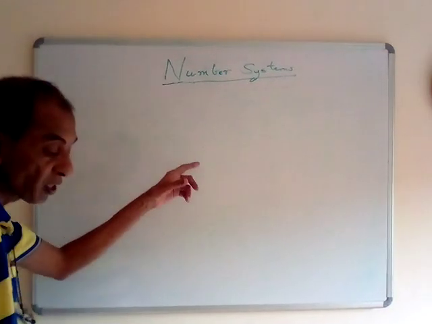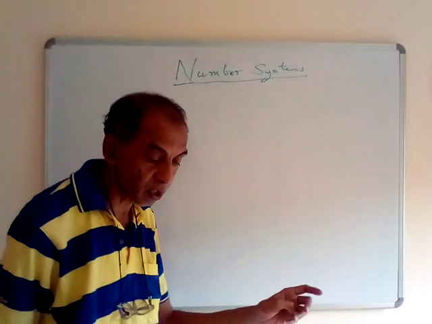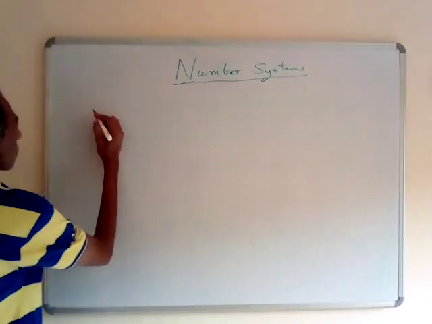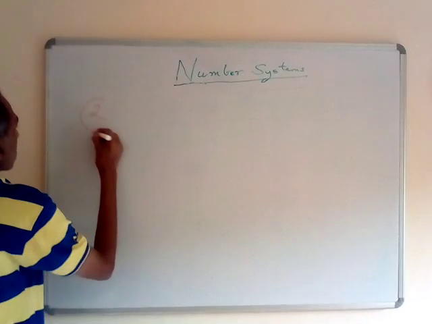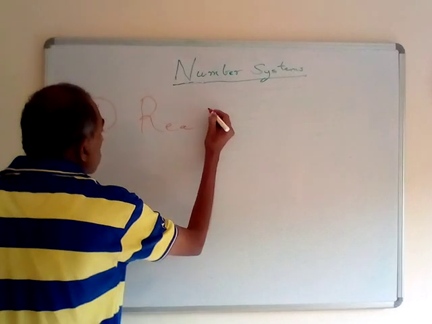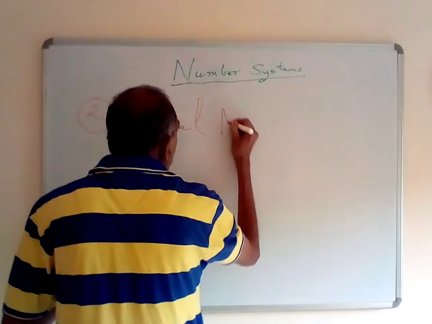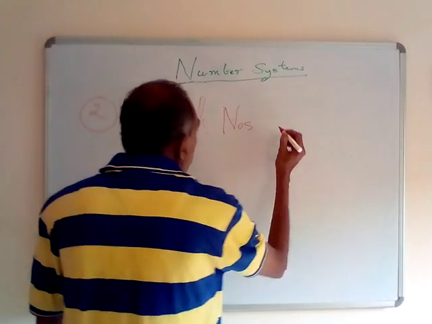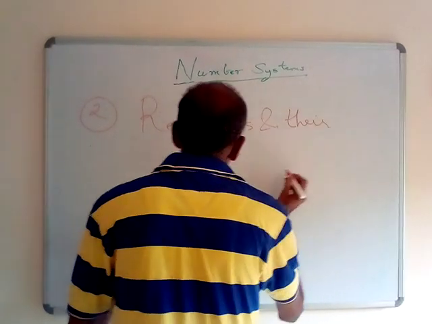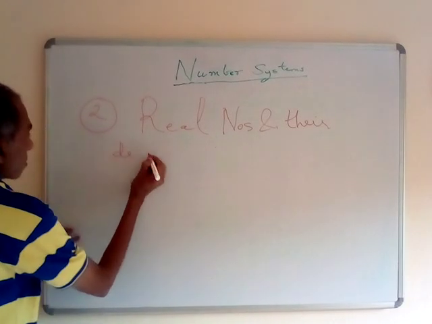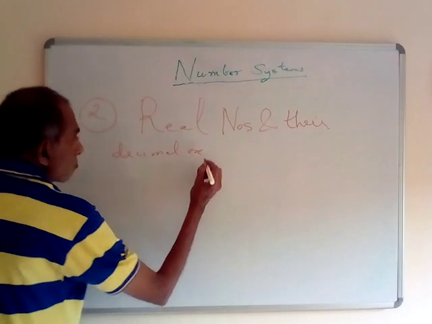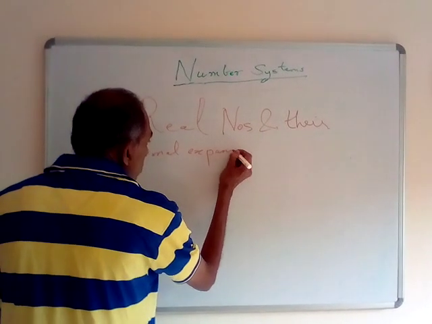So we have seen the real numbers. The next subtopic is real numbers and their decimal expansions. So second is real numbers and their decimal expansions.